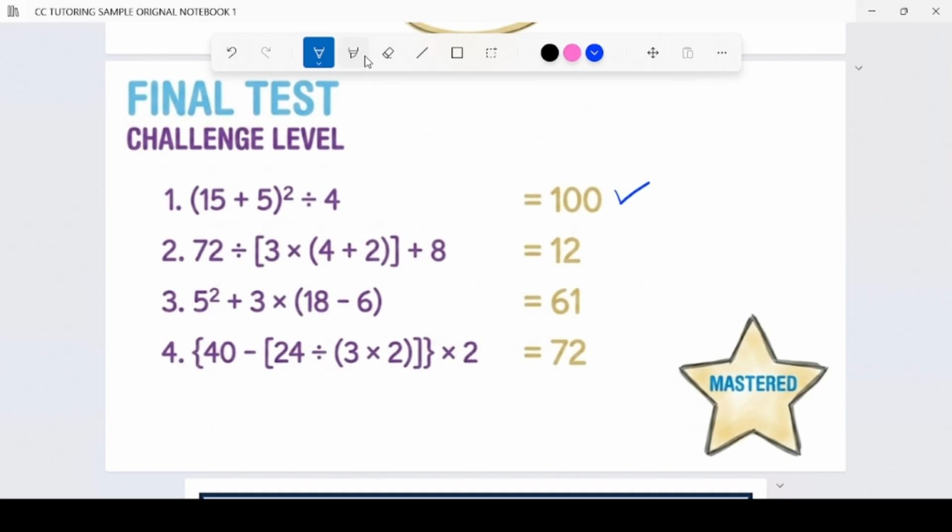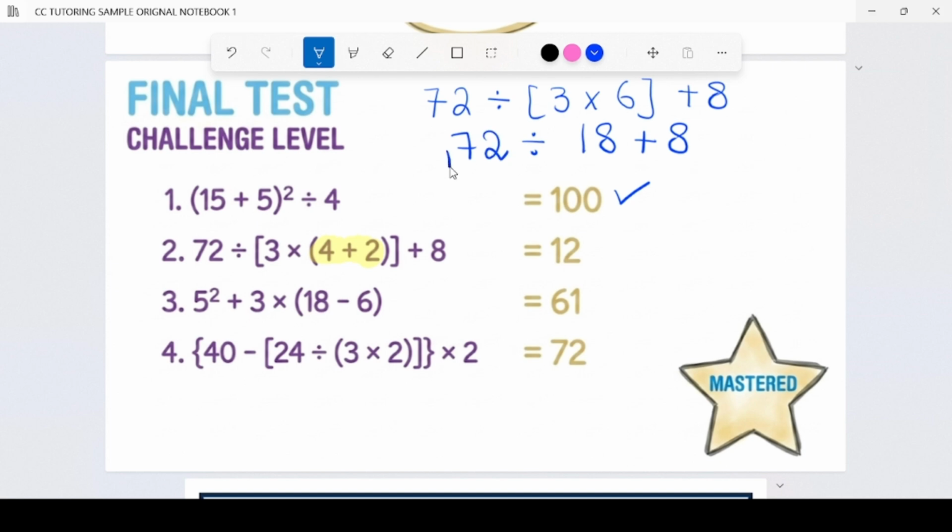In this case, first of all, I'm going to solve the round bracket. 4 plus 2 equals 6. So in this case, we'll write 72 divided by bracket 3 multiplied by 6 bracket close plus 8. Now, according to precedence, we have to solve this bracket. 6 ones are 6, 6 twos are 12, 6 threes are 18. 18 plus 8, 72 divided by.